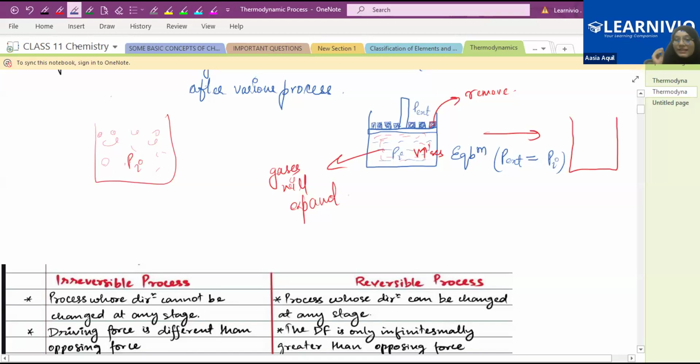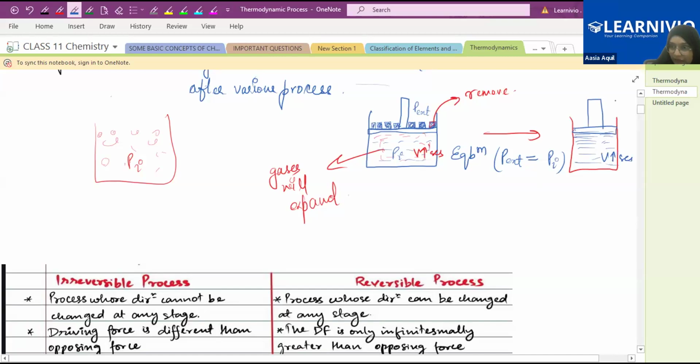So a reversible process is one in which equilibrium is maintained at every stage. At any stage of the reaction or system, equilibrium will be maintained. Suppose in this case the volume inside increases. This is the piston over here. When you remove one weight from here, what happens?